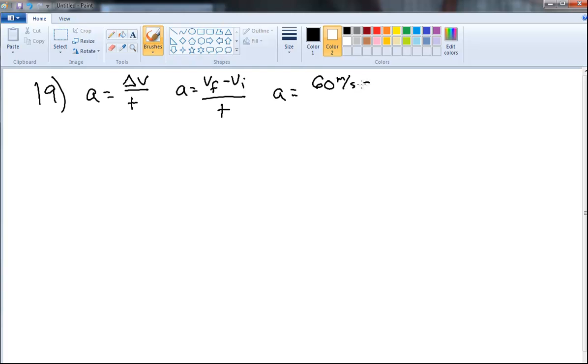And its initial speed, so at time 0, is 0 meters per second. The overall time, so from start to finish, was 60 seconds. So in the end, we're going to get 60 minus 0, which is 60 over 60. We're going to get 1 meter per second squared.